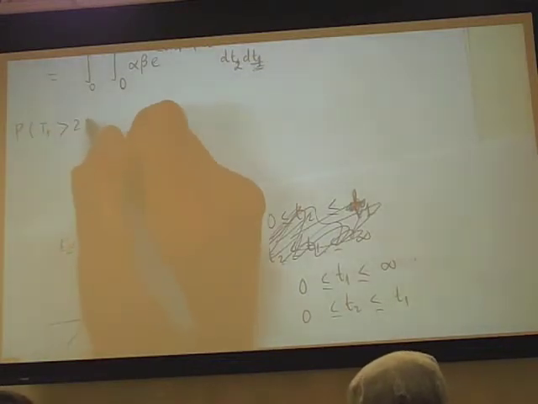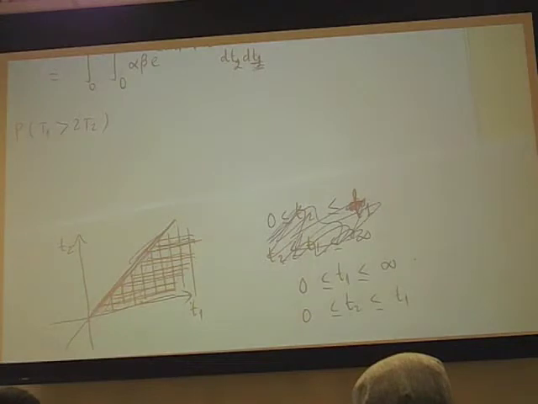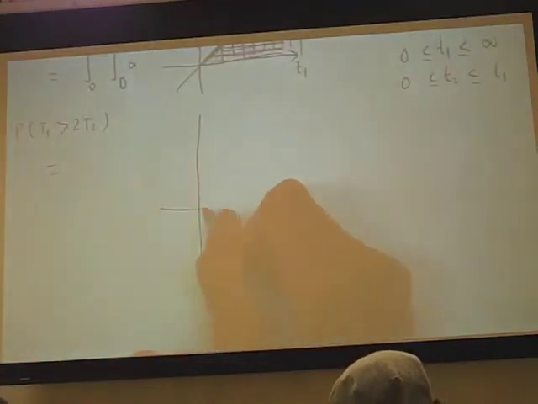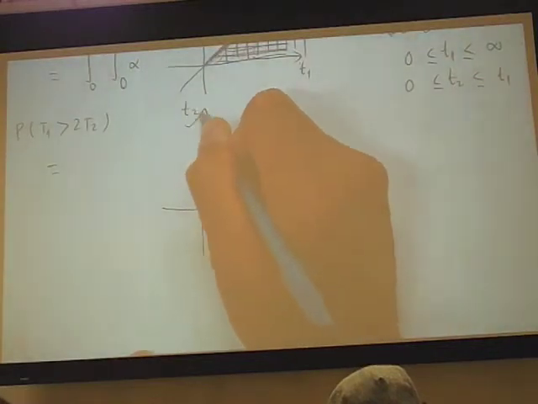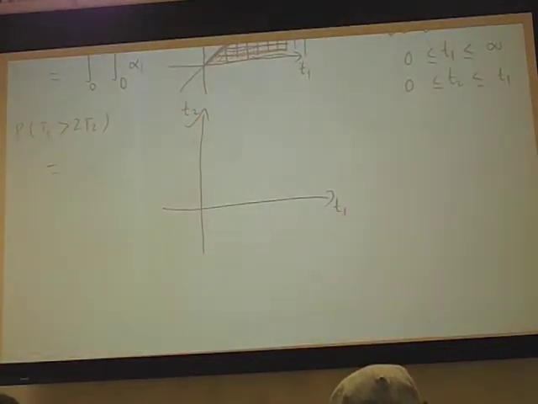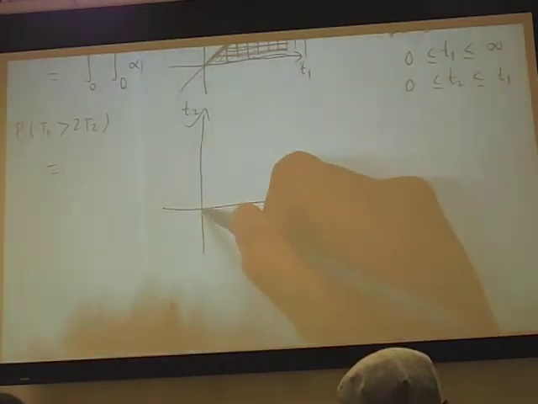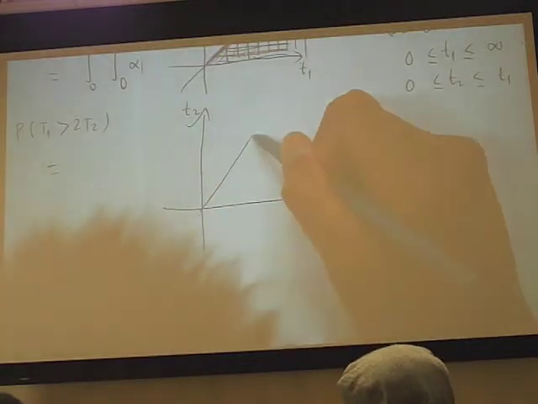And now, for B, what is the probability of T1 bigger than 2T2? Oh, it's the same thing. The same idea, because now look at the line where T1 is equal to 2T2. What is that? Straight line slope 2. So it's this thing right here.